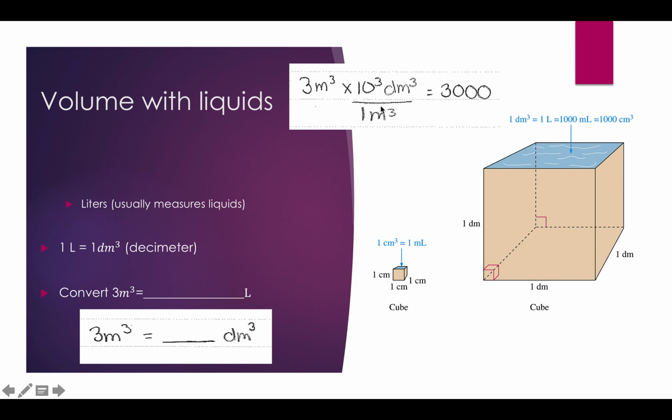So again, I'm getting rid of my meters. I want my decimeters, and it's a small unit, so the number is going to go up there. And there are 10. And I do have to cube it because I'm dealing with volume. So I'm going to get the 3,000.